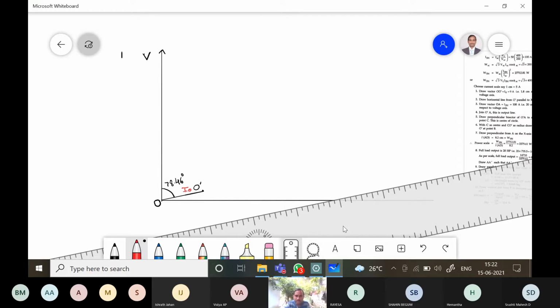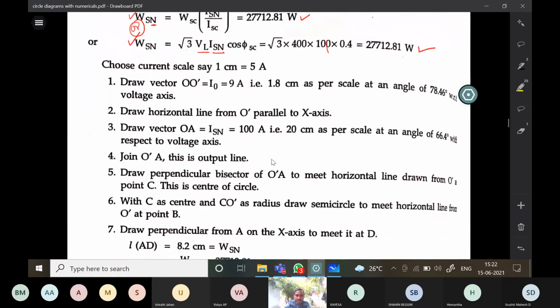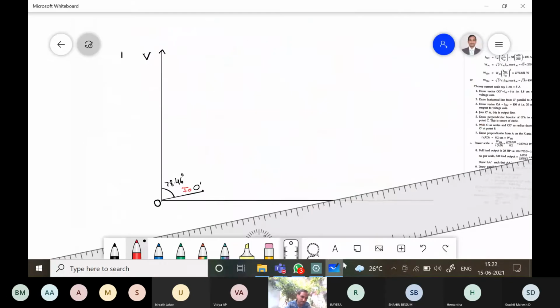Similarly, we need to draw ISN, that is of 100 amps. So calculate 100 by 5, you will get 20 centimeter. So taking an angle of 66.4 degree from the y-axis. 66.4 degree from the y-axis is 23.6 from the x-axis.